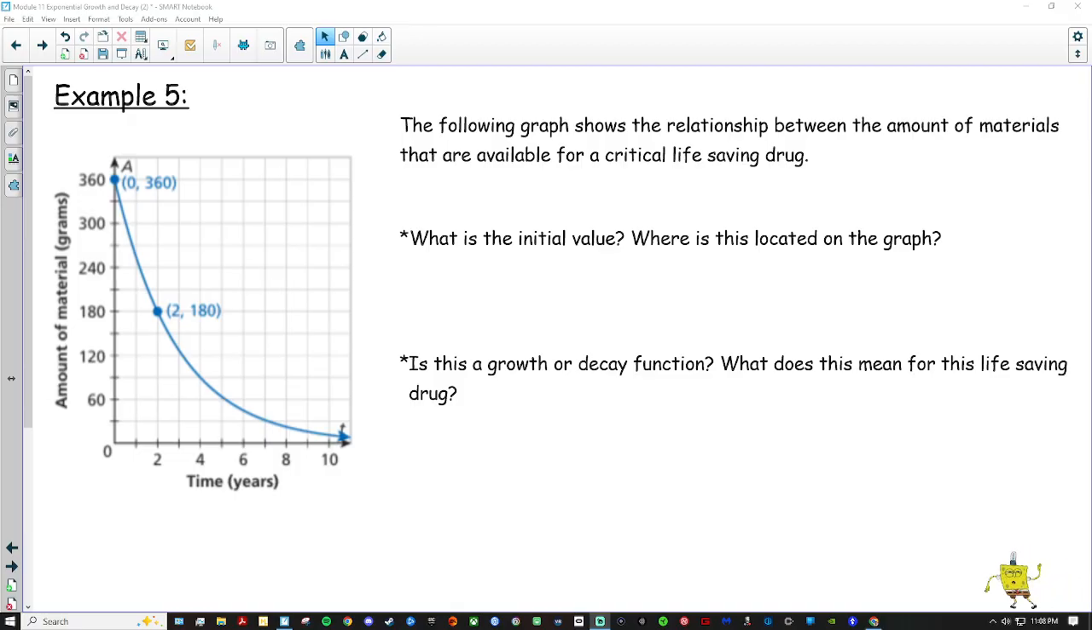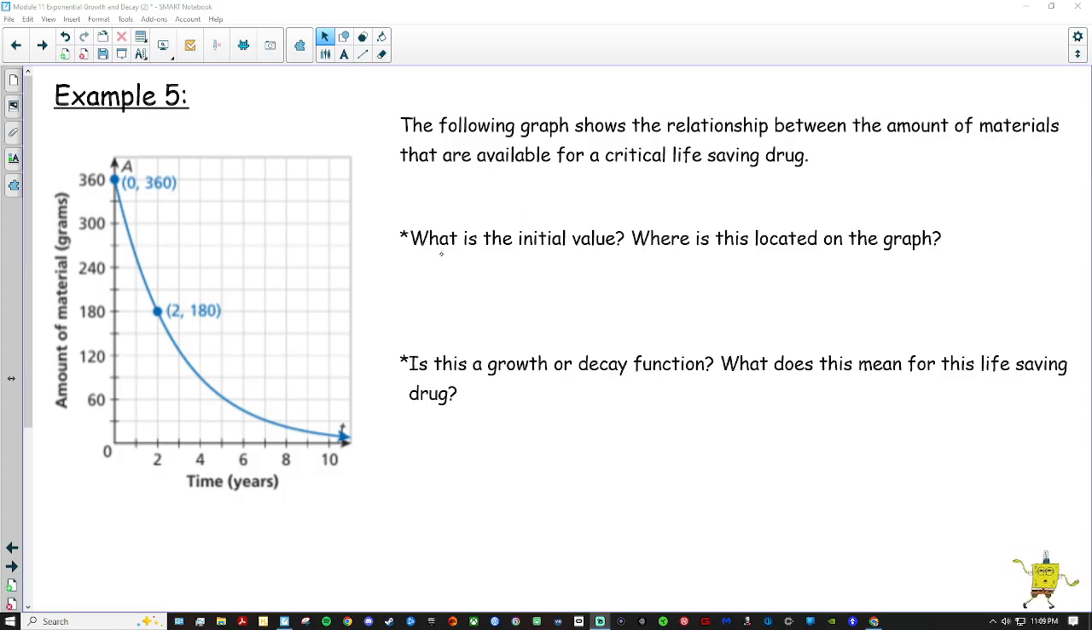Example number 5. This time, instead of giving the values in numbers, we are given a graph that we need to analyze important parts of. Example 5: the following graph shows the relationship between the amount of materials, which we can see right here going up and down, the amount of materials in grams that are available for a critical life-saving drug. So we have the amount of material and we have time.